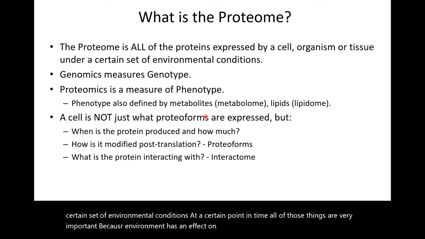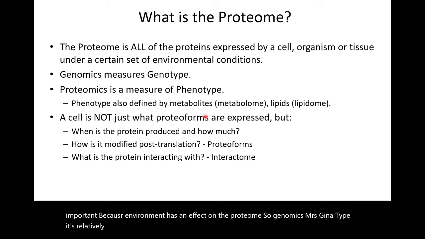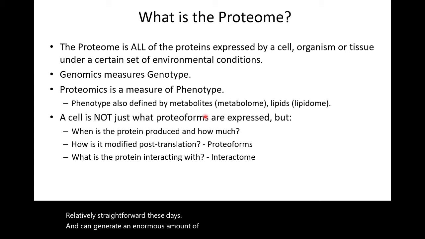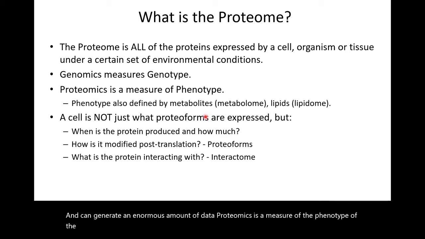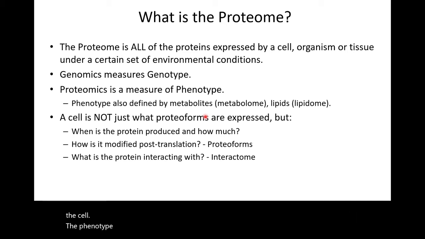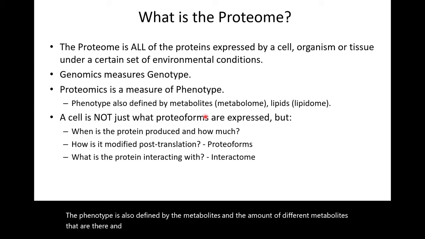So genomics measures genotype. It's relatively straightforward to do, and high throughput next generation sequencing is relatively straightforward these days and can generate an enormous amount of data. Proteomics is a measure of the phenotype of the cell. The phenotype is also defined by the metabolites and the amount of different metabolites that are there, and lipids are also a form of metabolite. Those lipids and their abundance is a measure of phenotype.